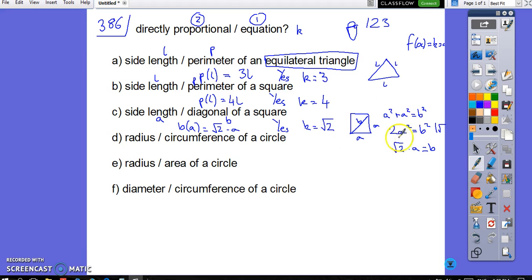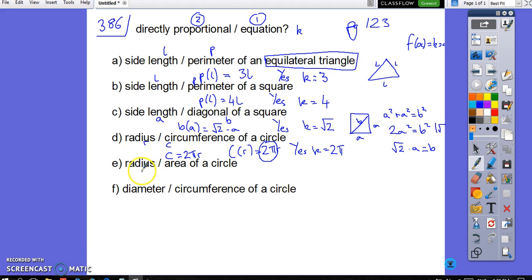Which is surprising. Normally when you have squares and things, we don't even have a linear relationship, let alone a directly proportional relationship. But because we're dealing with geometry, it works. So D, the radius to the circumference of a circle, well, we know that the circumference of the circle, C, is equal to 2 pi r. So I can write that as C of r is equal to 2 pi r. So again, yes, I have here a factor of proportion of 2 pi. So yes, k is equal to 2 pi.